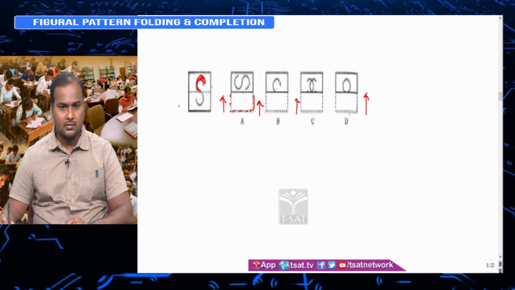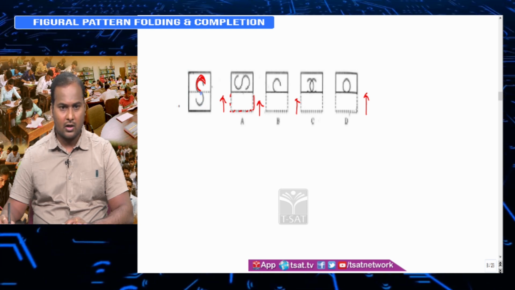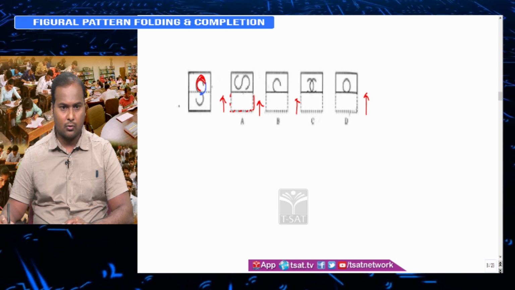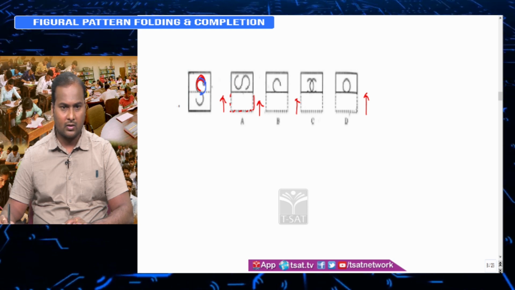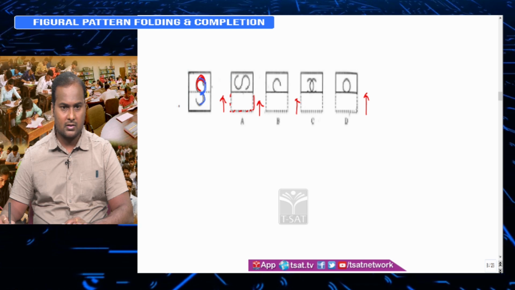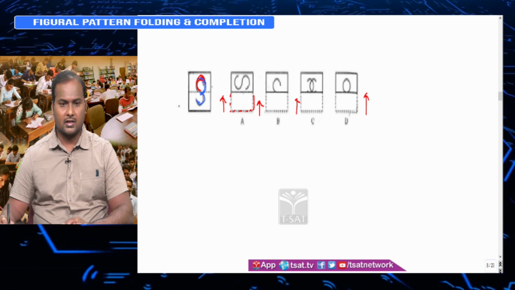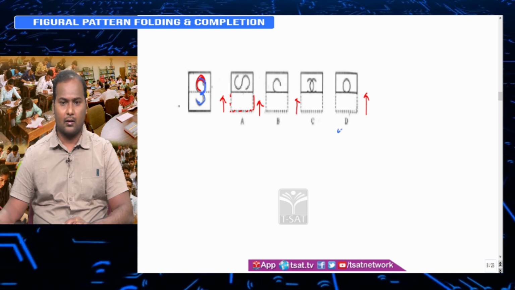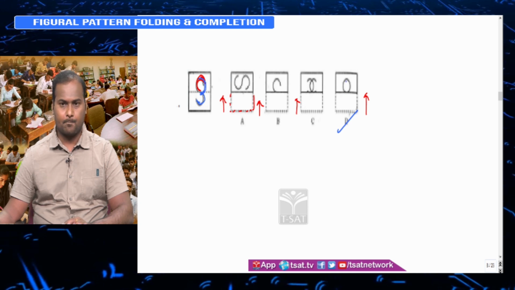So now I am drawing this, it is starting from this point. So I am moving here and I am gradually moving away like this. The moment I draw this, it appears something like this exactly. So my answer will be option D.